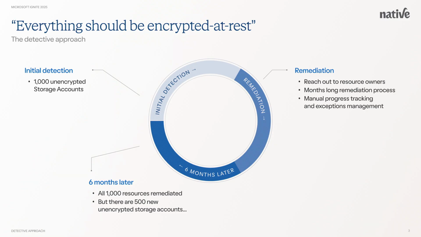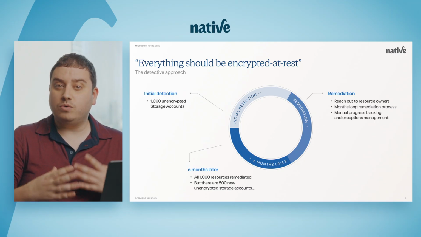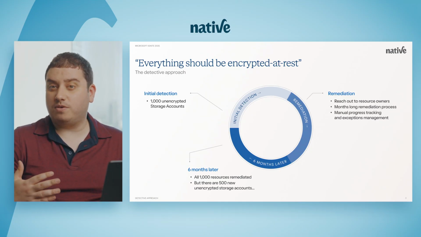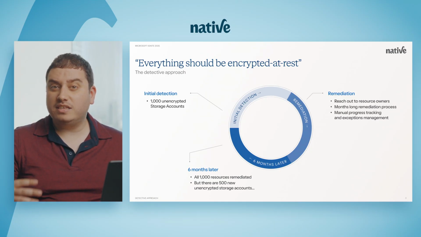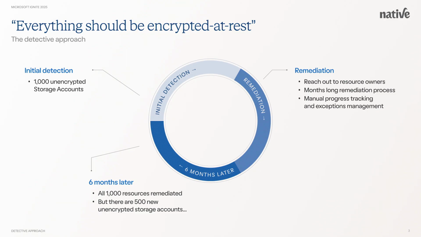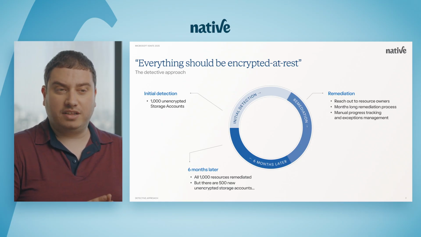So let's start with our example. Everything should be encrypted at rest. The traditional detective approach has you go in, install a CSPM that will give you a list of oftentimes thousands of non-encrypted storage accounts, for example. After you have the list, the security administrator would go one by one, find the owner of that, and either work with them to remediate to make sure that it's encrypted, or to list an exception as to why this use case requires something that's not encrypted.